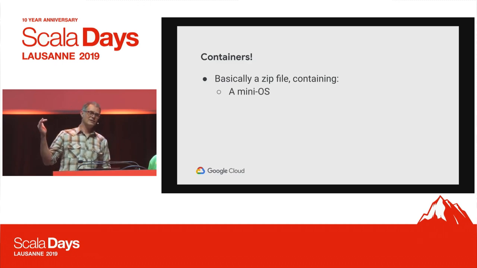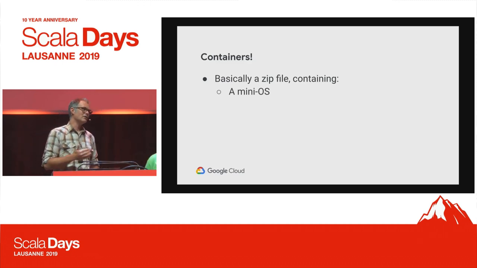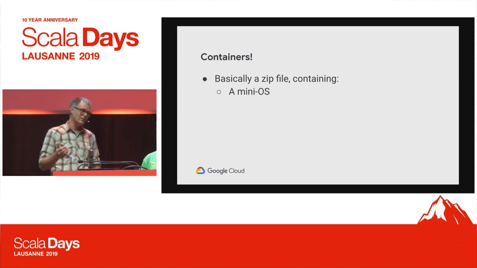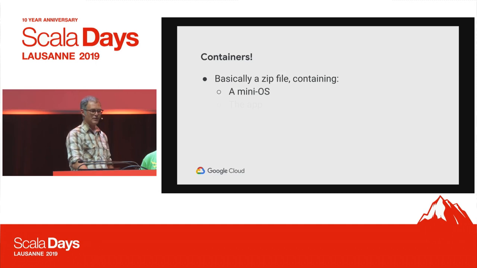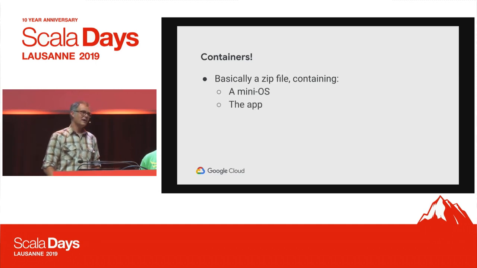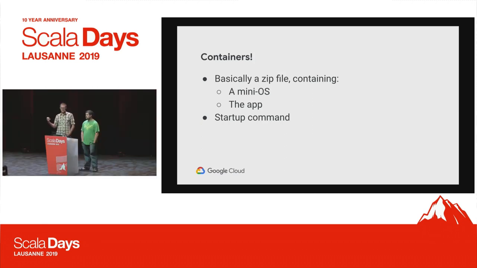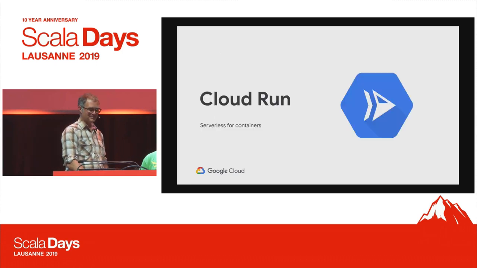There are lots of different base operating systems that you can use for this. Alpine Linux is popular. You can use your standard Ubuntu. Lots of different options there. So you put your mini operating system into your container, and then you also put your application and any dependencies that it needs to run inside of that zip file as well. Then the container has a startup command so that when something runs this container, it knows how to actually start the process that starts up your application. So that's the basics of a container.